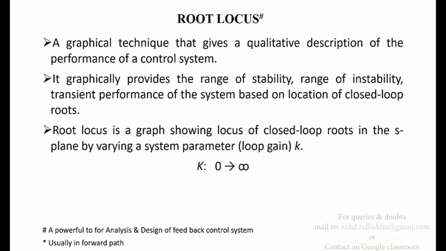So it graphically provides a range of stability, range of instability, transient performance of the system based on location of closed loop roots. In root locus technique, a design parameter k is introduced into the system. This parameter is varied from 0 to infinity, and the locus of the roots of the characteristic equation are drawn. And thus root locus is a graph showing locus of closed loop roots in the S-plane by varying a system parameter, loop gain k. And this again is usually incorporated in forward path.